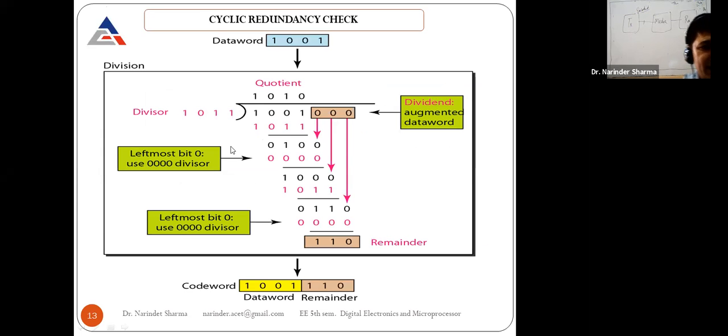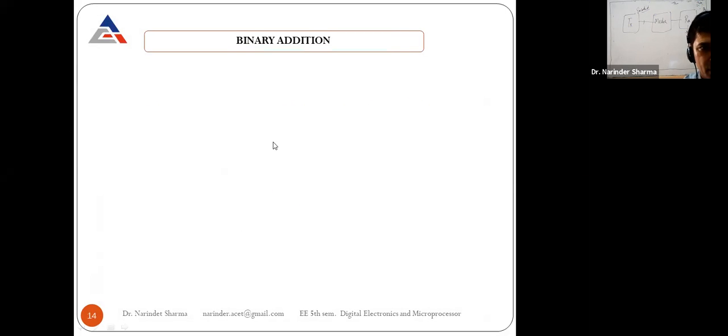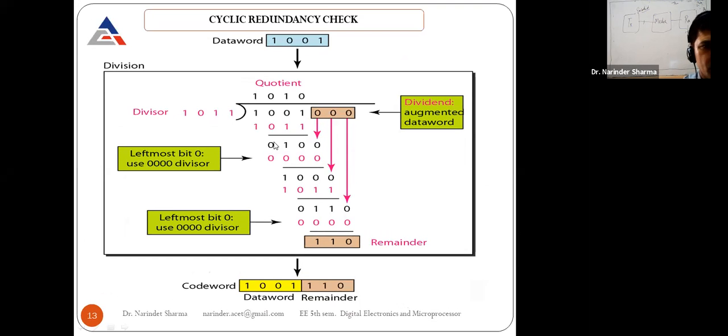So here you can see on the screen, 1001 is your data. It has to be divided by 1011. First of all, the quotient bit should be 1. You can see its value. It has to be multiplied by 1, its value is 1011. Now you will subtract: 1 minus 1 is 0, 0 minus 1 is 1, 0 minus 1 is 1. So this 0 has been amended because this is the different data.